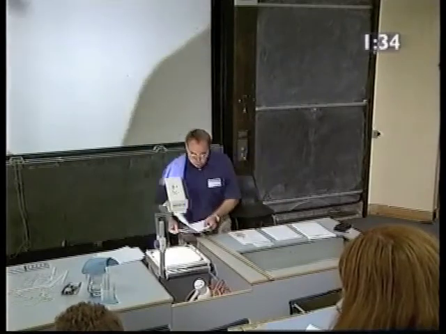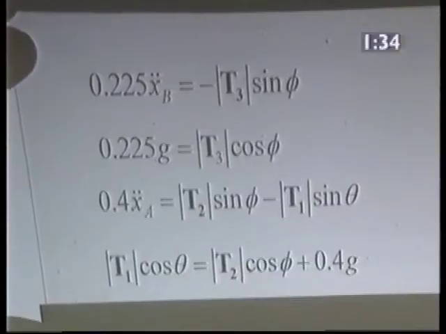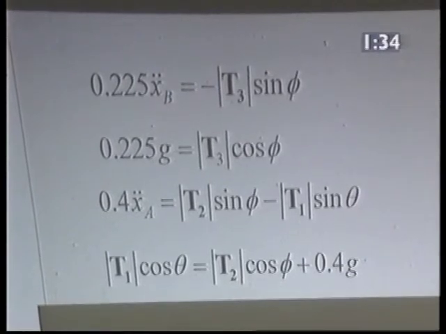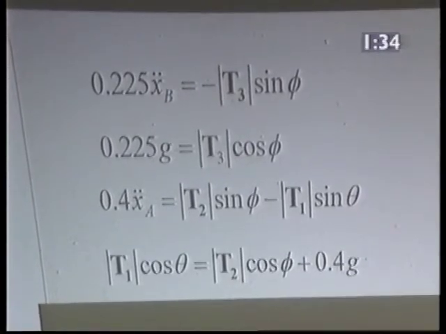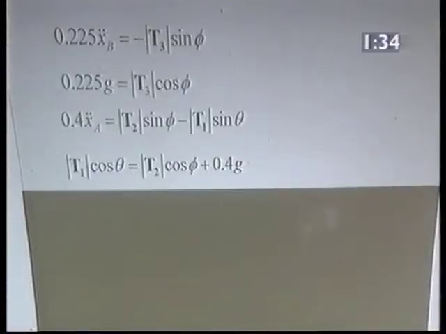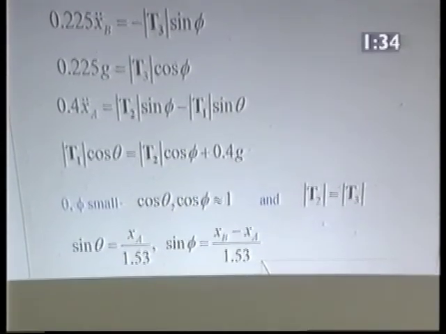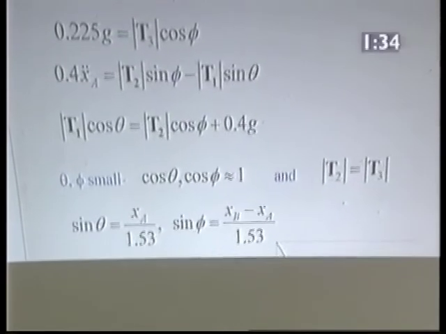So let's pull those together. There are the four equations that we've got from the analysis up to now. And let's simplify these a little bit, because we're examining motion close to the equilibrium position. If the angles theta and phi are small, then for small angles, cos theta and cos phi are approximately equal to 1.